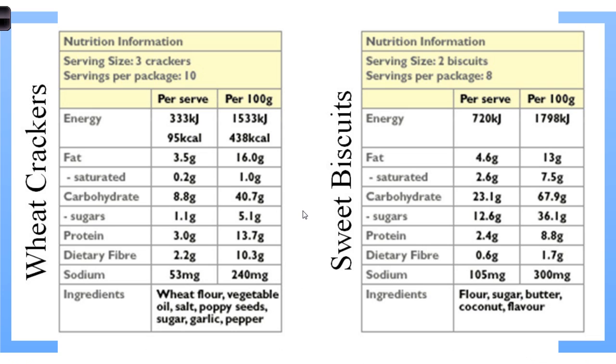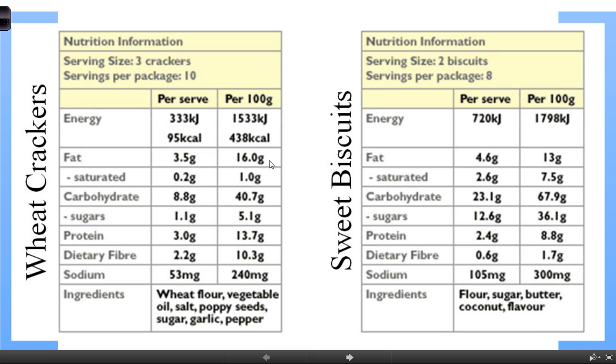So let's have a look. If we have a look at all these things, if we add them up, in 100 grams we've got 16 grams of fat, 1 of that saturated, 40 grams of carbohydrates, 5.1 grams of sugars. So again, that's part of the carbohydrates. That's what this little line tells us. So 40.7 and 16. What are we at there? 56.7. Protein, 13.7. So what's that?